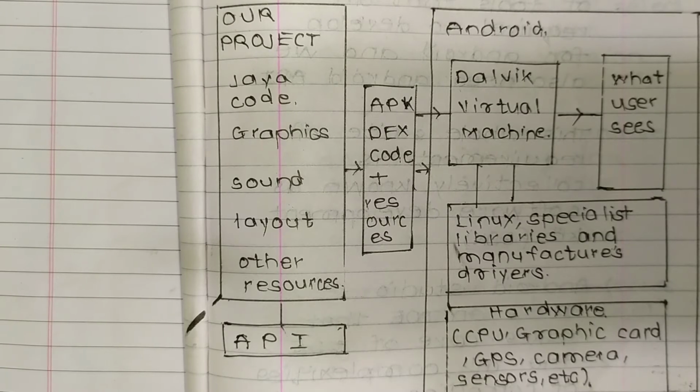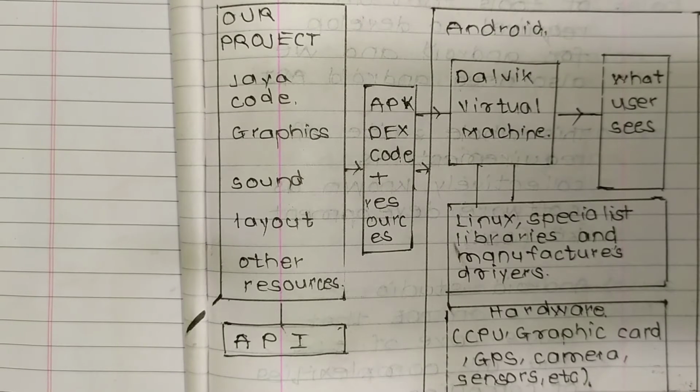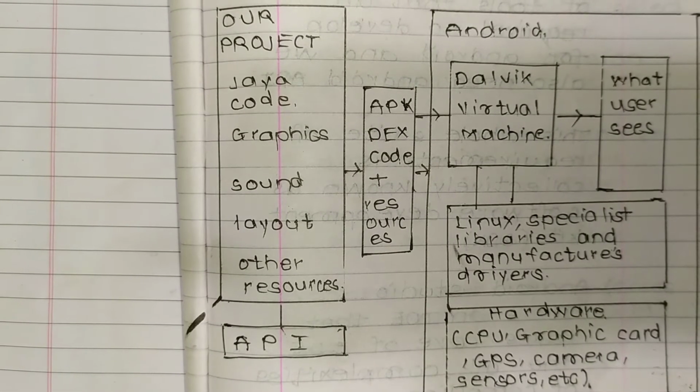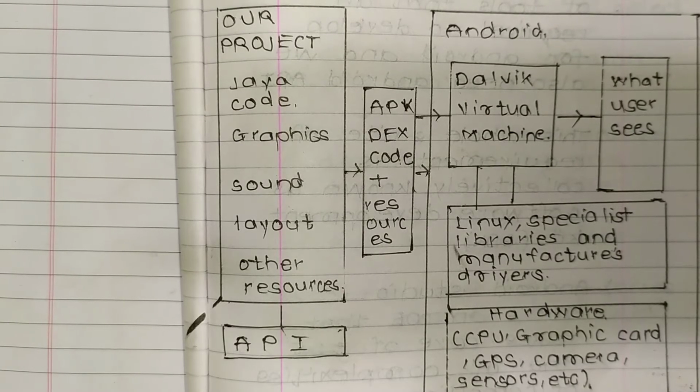So this is about what the user sees, that means it's the output for the user. Then Linux, specialist libraries and manufacturing devices. So how the Dalvik virtual machine works: it works with Linux, specialist libraries and manufacturers' drivers. Then the hardware required is CPU, graphic card, GPS, camera, sensor, etc.